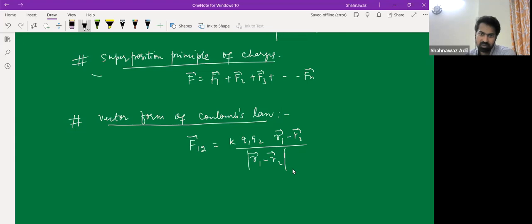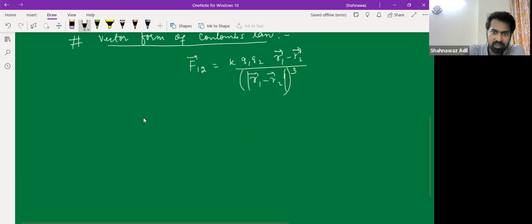Yes. Square or cube, Rabia? Forgotten? Aisha? Cube. Yeah, cube is the right answer. If I have a vector in the numerator, there would be a cube. Yes, right answer. Okay, and then we learned about the electric field.